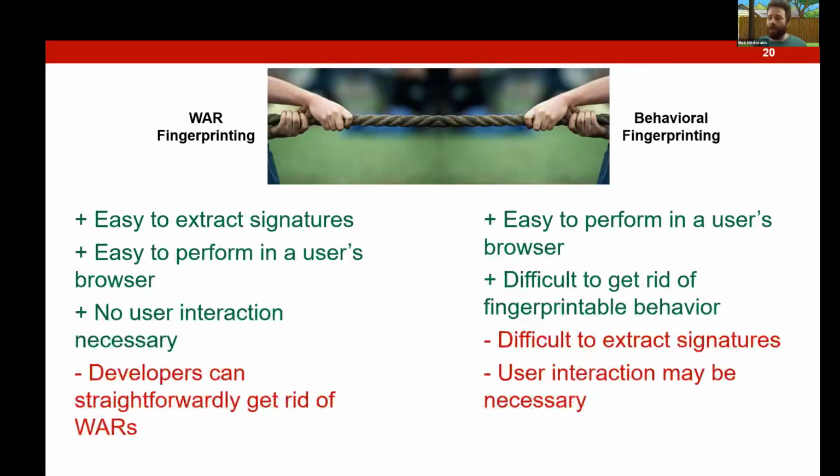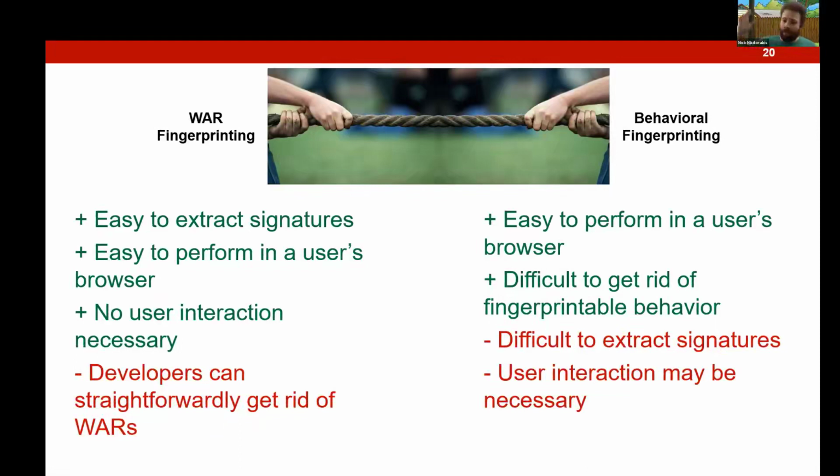On the right, we have behavioral fingerprinting. That's easy to perform in the user's browser. And it's actually quite more difficult to get rid of it because you really want these extra UI buttons and you want the ad blocker to be removing ads. So how is it that you can stop these changes that are the same changes that make that extension fingerprintable, right? On the negative side, it's more difficult to extract signatures.